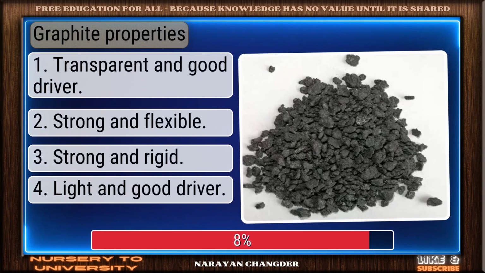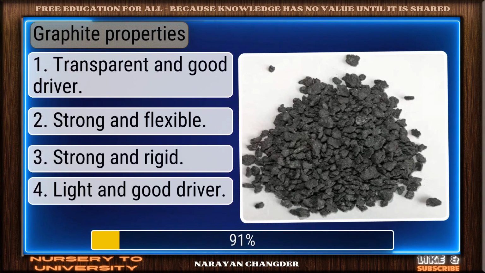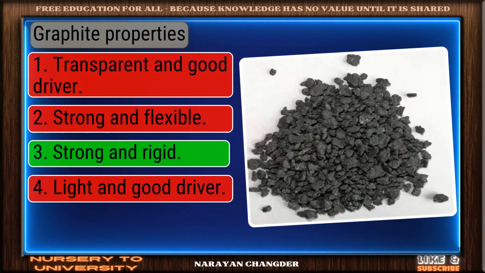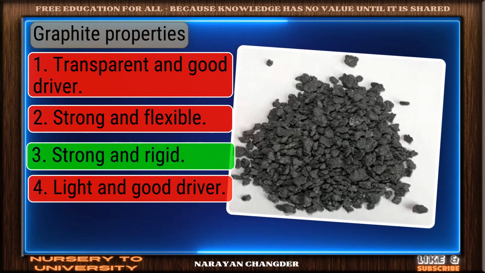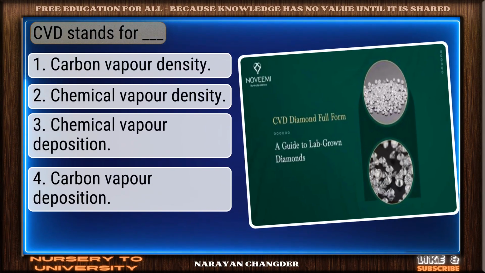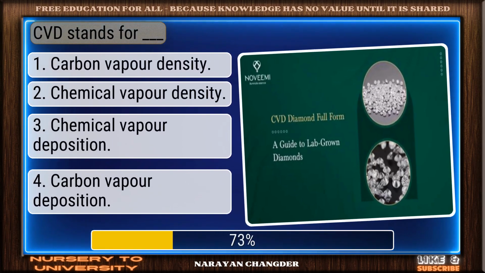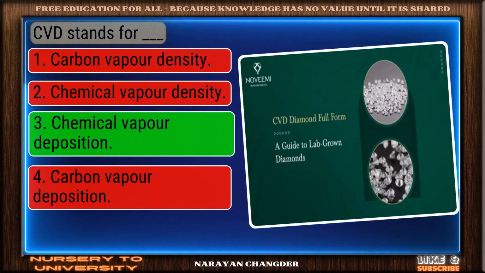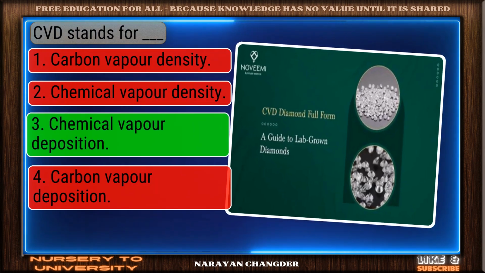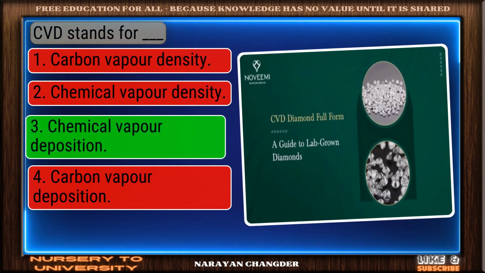Graphite properties. Great job. Strong and rigid is the accurate answer. CVD stands for dash. Well reasoned. Chemical vapor deposition is the correct choice.